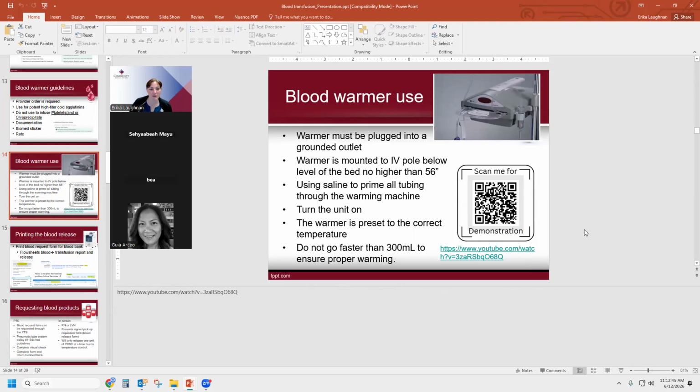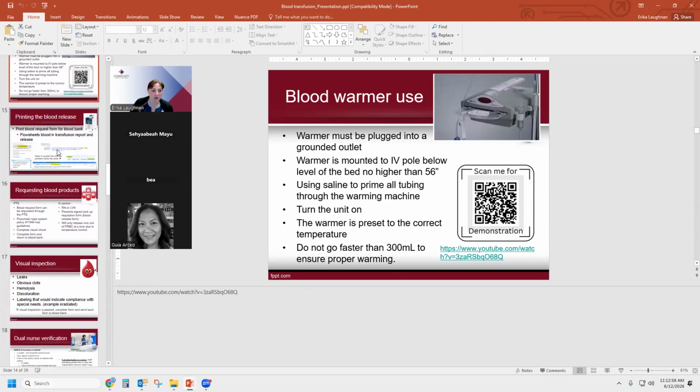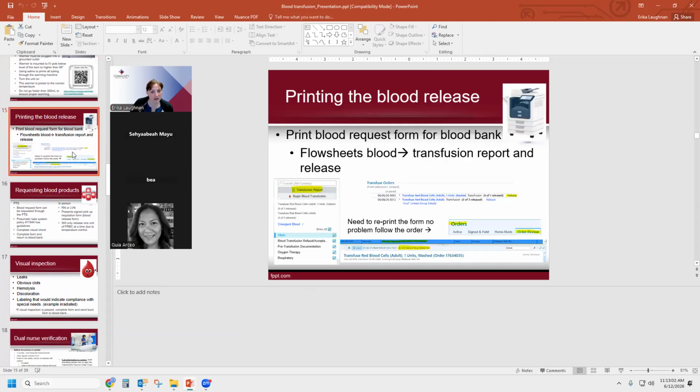So I put both on there so they can scan a code later, and then we can click the link while we're in the room. And that will just walk through a very short 3-minute video about how to use a blood warmer, setting it up and kind of what to look out for in the tubing and stuff. So that will be really a nice little break from all of us talking.